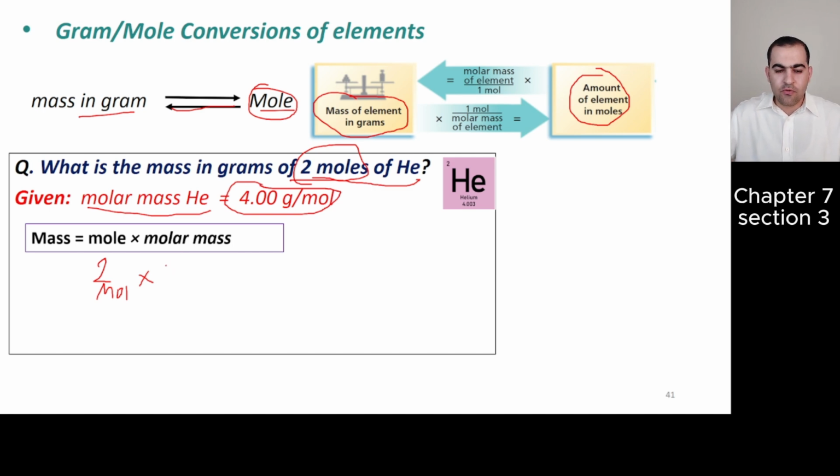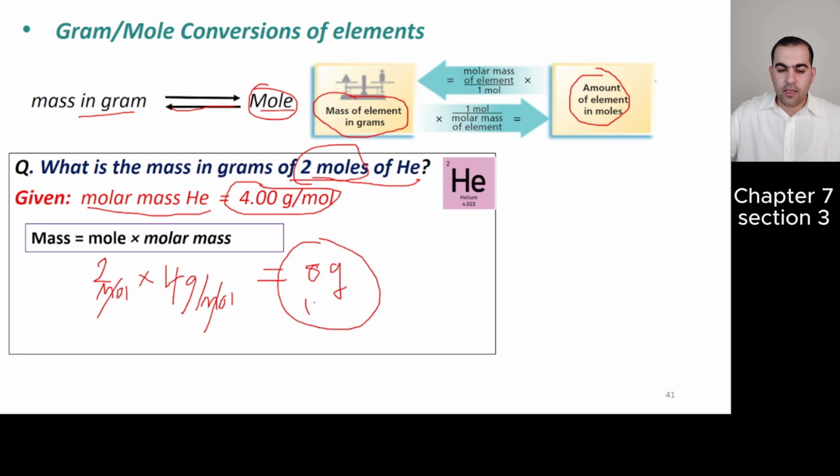So 2 mole times 4 gram per mole. The mole and mole cancel out each other. 2 times 4 is 8 gram. So this is what I want in the exam: 8 gram of helium. It means that 2 moles of helium equals 8 gram. Or we can say in 2 mole of helium, we have 8 gram. In 1 mole it is 4, in 2 moles it must equal 8. That's it.